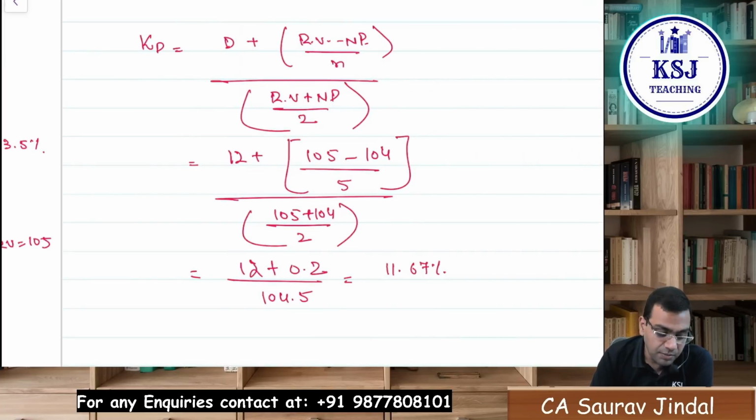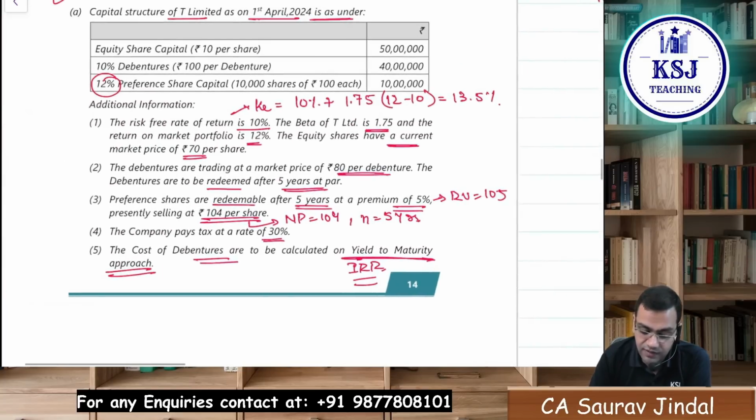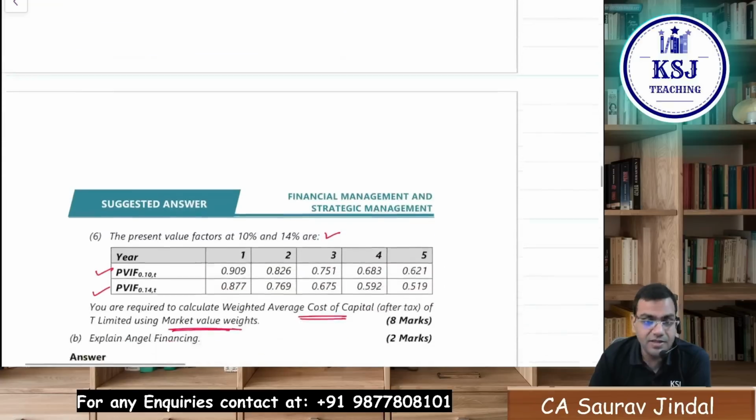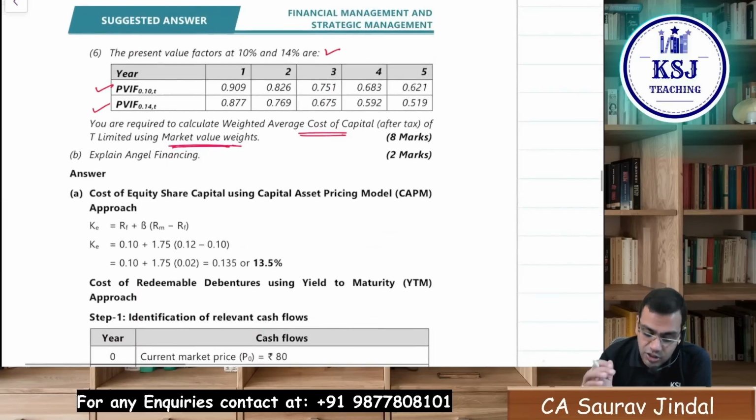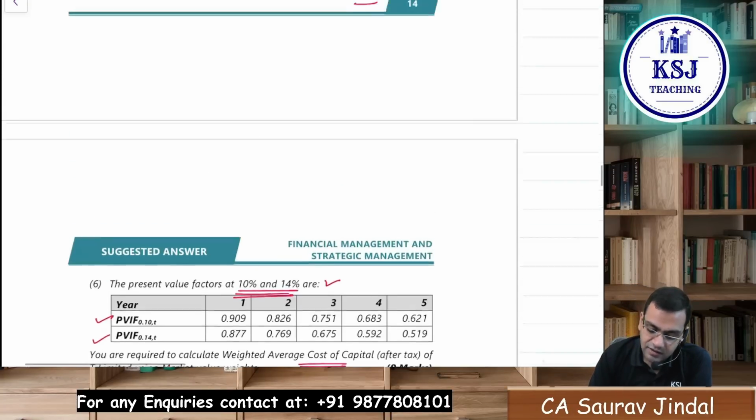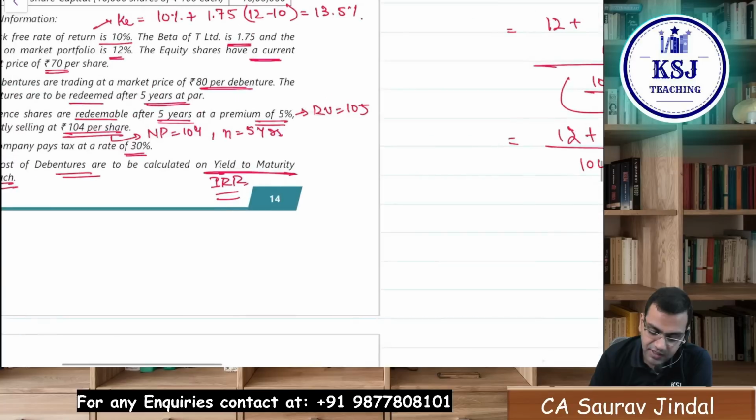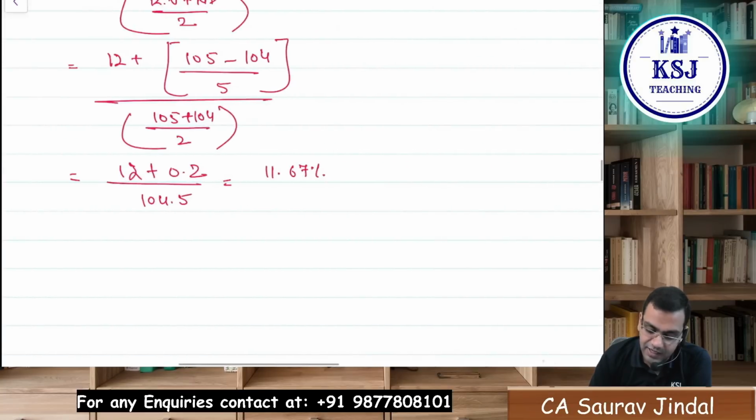Now, what will be your KD? The KD is to be calculated using the yield to maturity. That is, you have to calculate IRR using 10% and 14%. The rates are specified in the question. You have to calculate using 10% and 14%. Now what will be there in case of the debt?